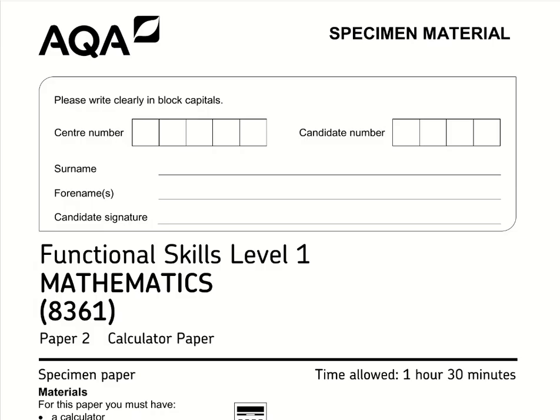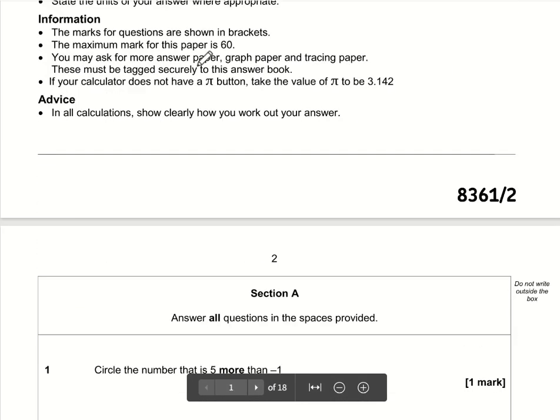Here are the video solutions for AQA Functional Skills Maths Level 1. This is paper 2, which is the calculator paper, and this is the sample paper.